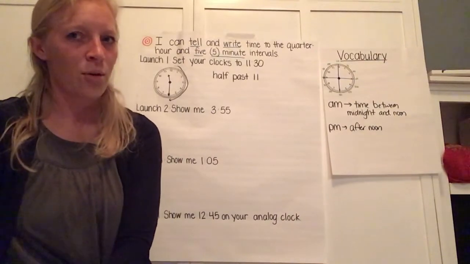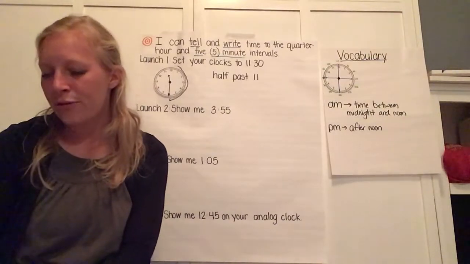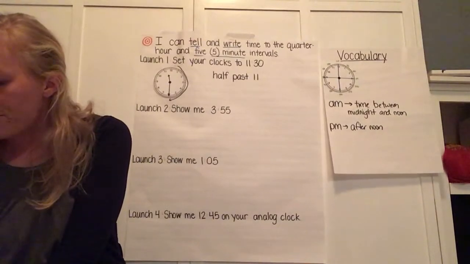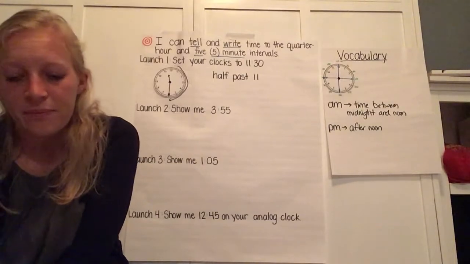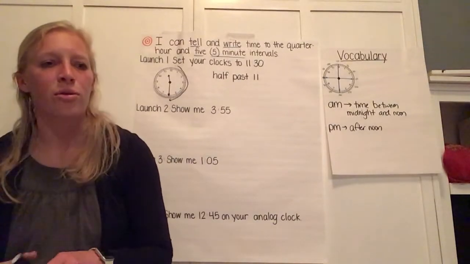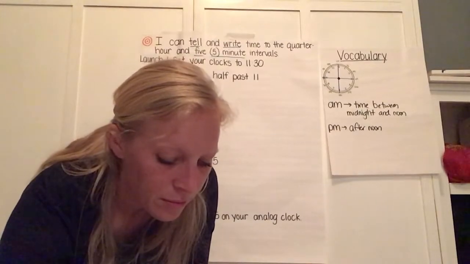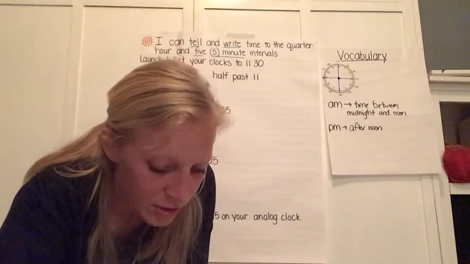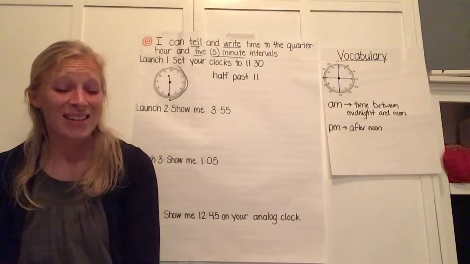Show me 3:55. Ooh, this is not on the quarter hour, not on the half hour. Where will 3:55 be? Where will 3:55 be? Is it closer to 4 o'clock or is it closer to 3 o'clock? How do you know? 55 is pretty close to 60, isn't it? Is it 4 o'clock yet?